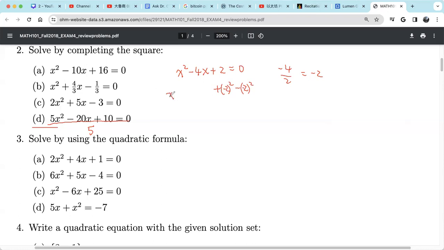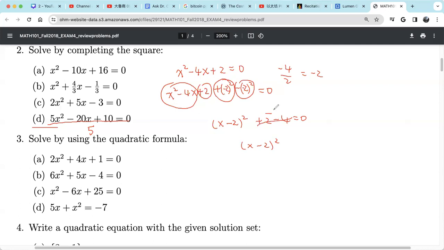Okay. So x squared minus 4x plus 2. Now, these two terms and then this term become a perfect square, becomes x minus 2 squared. Now left with this plus 2 and minus 4 equals to 0. So that gives us x minus 2 squared. For 2 and -4, that's -2. Move to the other side, become positive 2 equals 2.